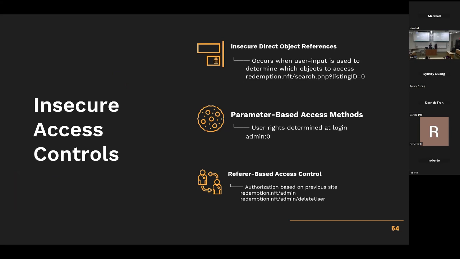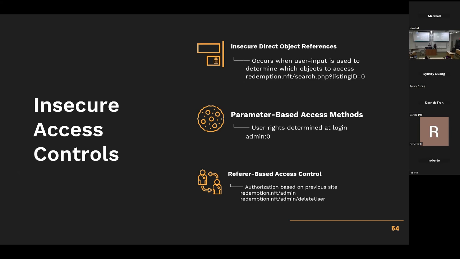Last but not least, insecure access controls. This is kind of like a tree of general access controls, or basically ways that a web server controls where and what you have access to. The first insecure way is insecure direct object reference, or IDOR. Again, get used to acronyms. You don't have to memorize all of them, but IDOR.